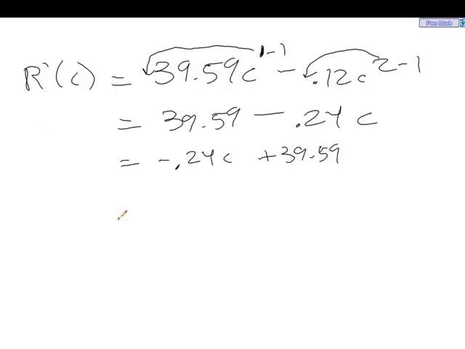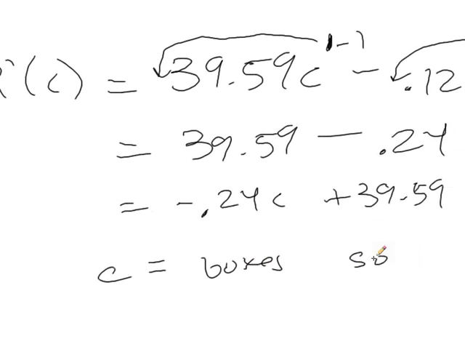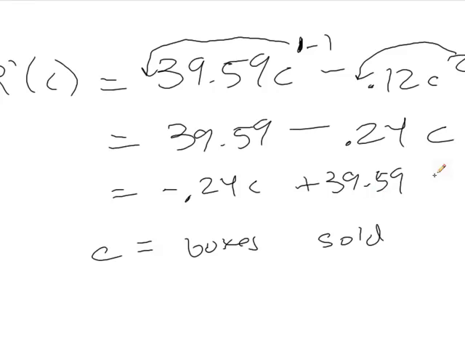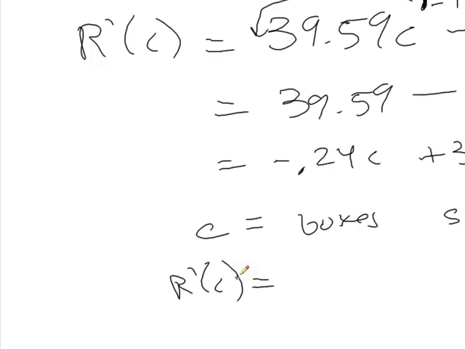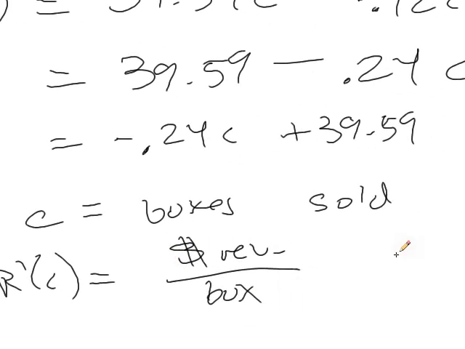So what does this give me? Well, C is boxes sold that Mat213 sells. R prime of C is the rate at which I generate revenue. So this is just a slope. So since my original output was dollars of revenue, and my input is boxes sold, that means that R prime of C is going to give me the dollars of revenue per additional box sold.